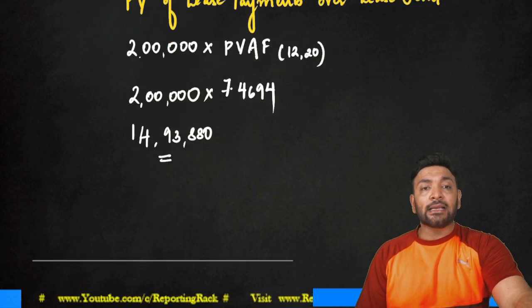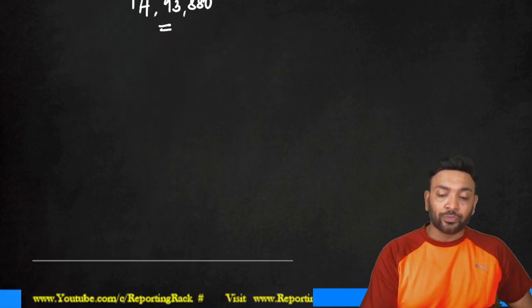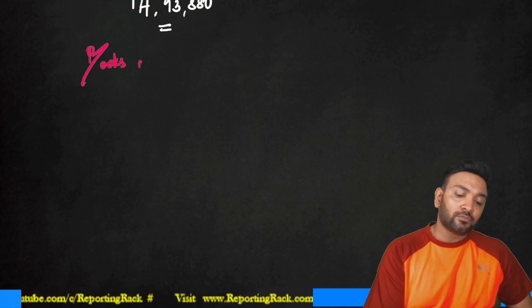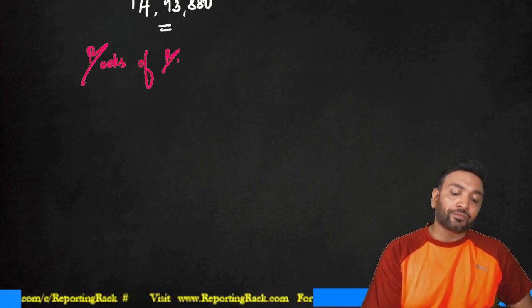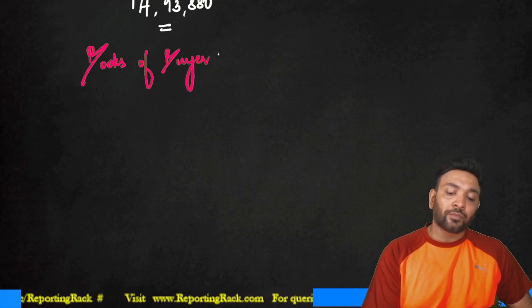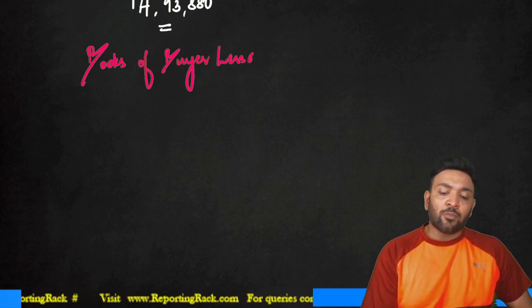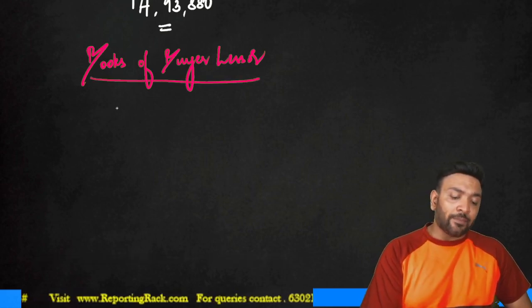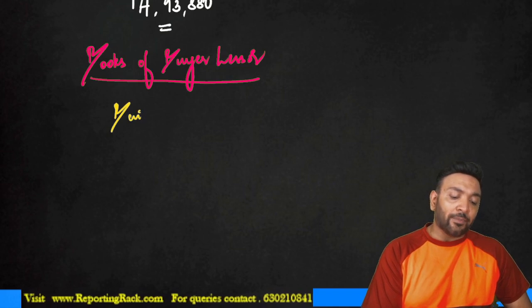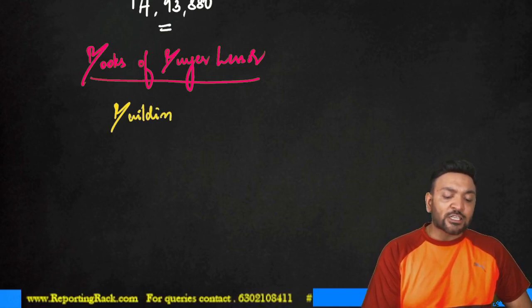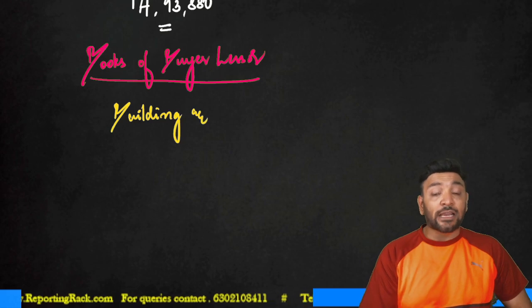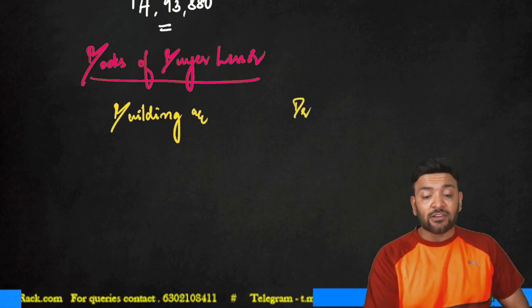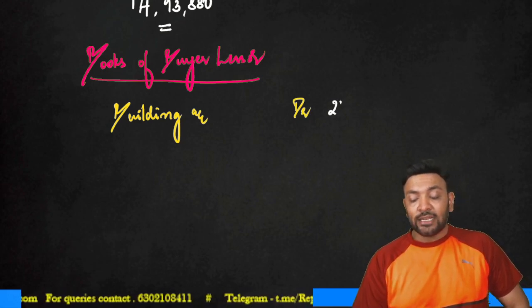What is the entry in the books of buyer lessor? In the books of buyer lessor, he is buying an asset, so record building account debit. Guys, the asset which is purchased should always be recognized at its fair value. What is the fair value of the building? 27 lakhs.